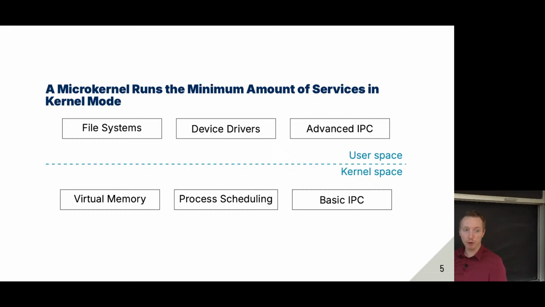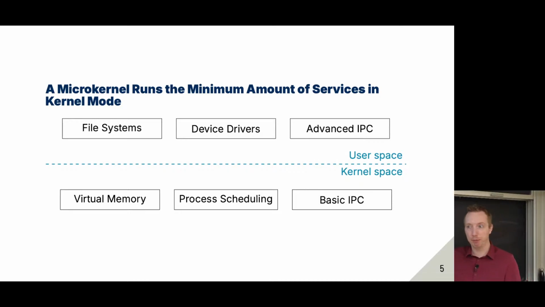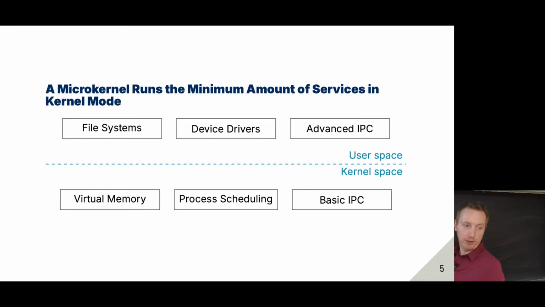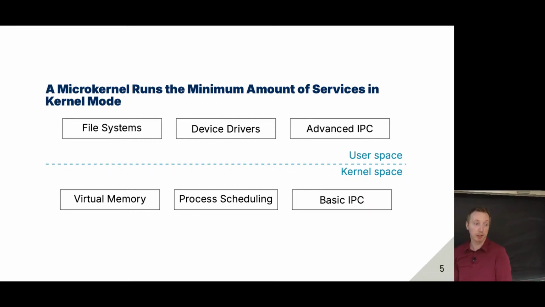So the minimum the kernel has to do is deal with virtual memory, deal with process scheduling, and some basic form of IPC, and then you could actually implement your file systems and device drivers and other things in user space, but it would all have to go through the kernel through the basic IPC mechanism. So it's a bit slower because everything would have to go through that system call interface, which is a bit slower than just actually using functions.